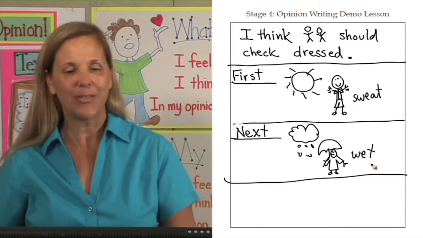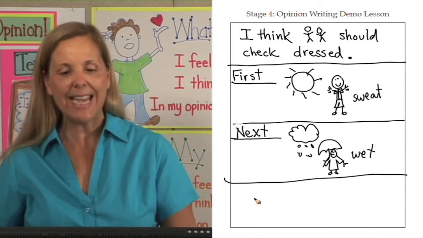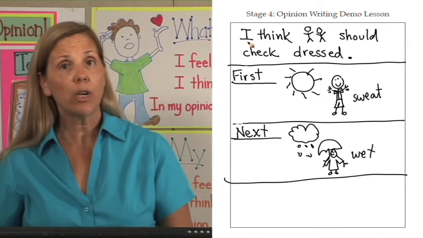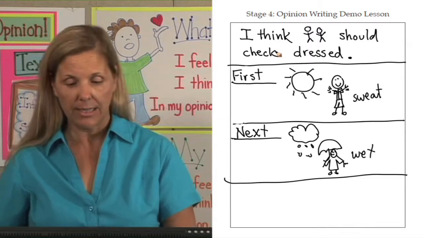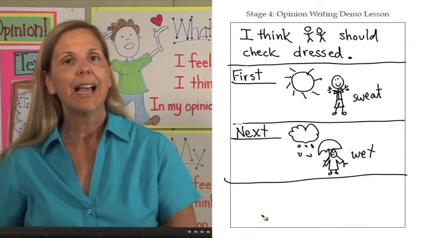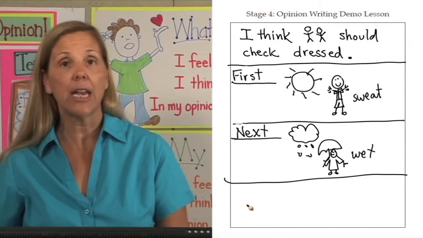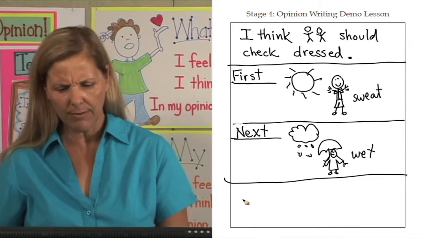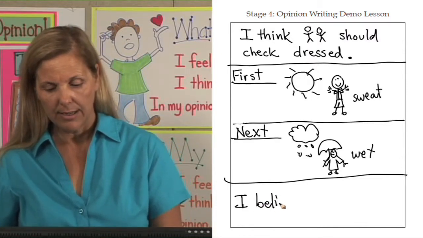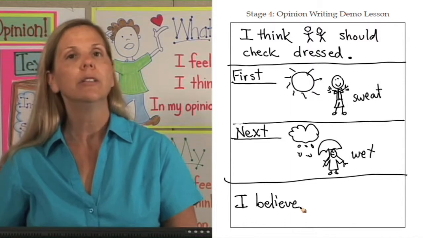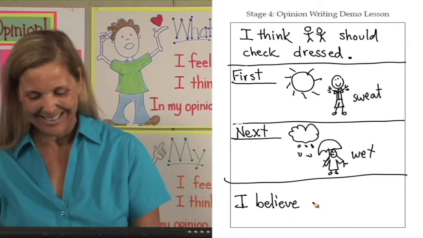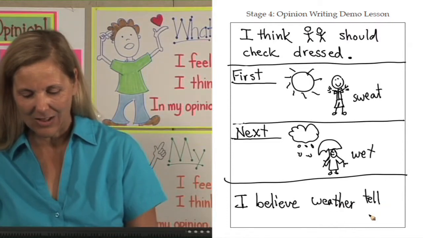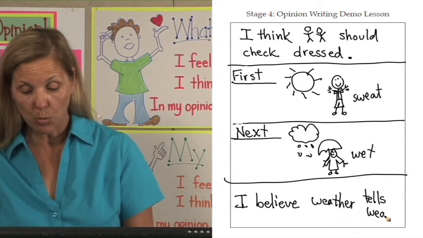We have our reasons. Let's go to the end. Repeat your advice at the end. I think people should check the weather before they get dressed. Let's go down to the end. Instead of saying I think, I could say in my opinion or I believe. Let's put I believe. I believe the weather will tell you how to dress. Excellent. Let's just put weather tells you what to wear.